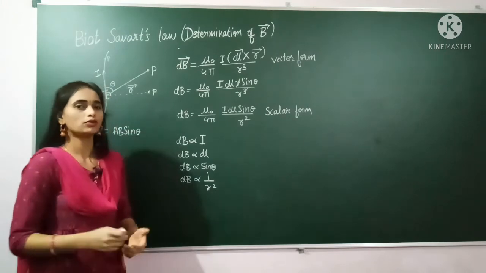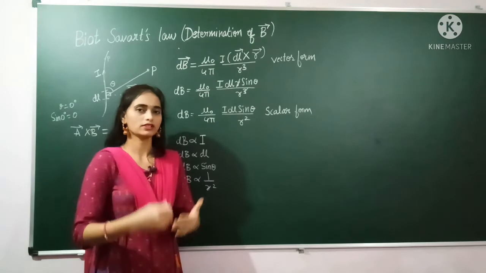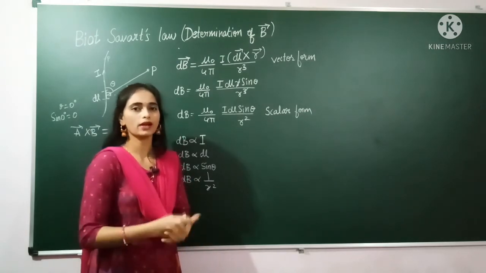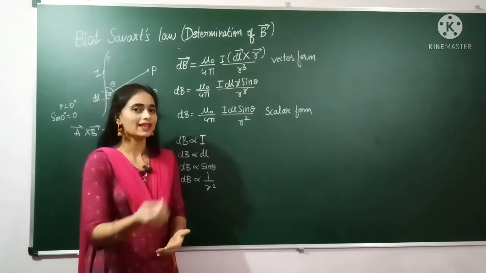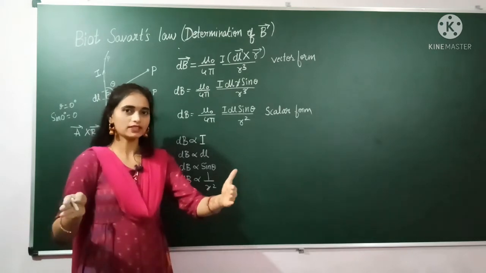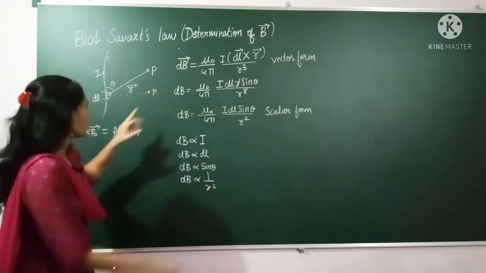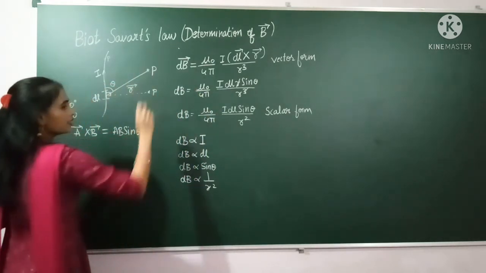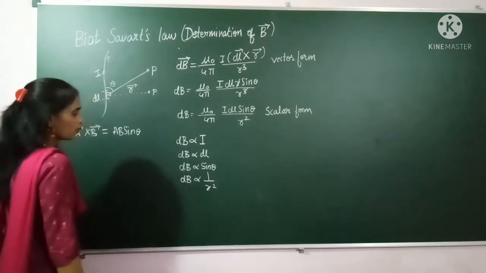For this I will give you one example. If you take a table fan and you are standing in front of it, nearer to that fan, you will feel more air. But if you are far from the fan, you will feel less effect, meaning less air. As distance increases, the effect becomes weaker. Here also, if you increase the r value, the magnetic field becomes weaker. So dB is inversely proportional to r square.